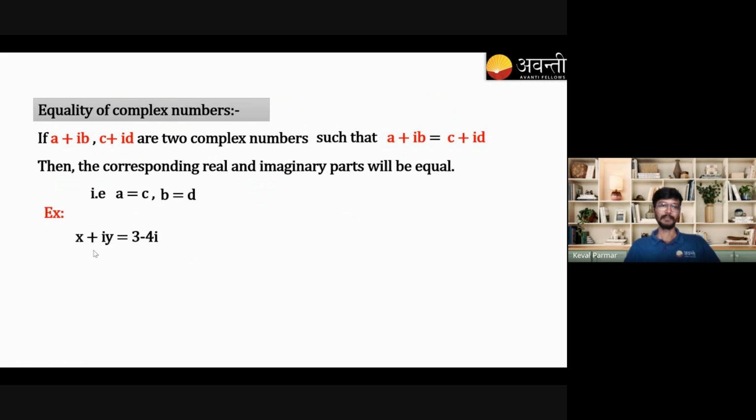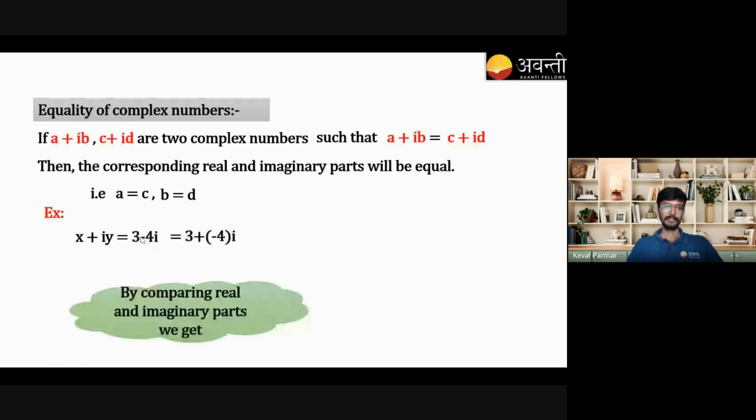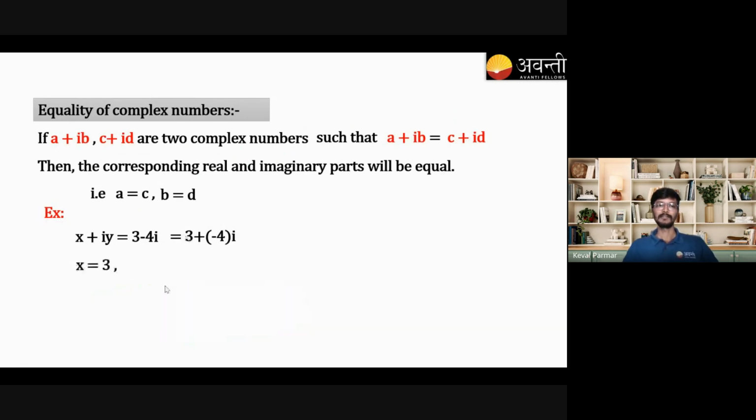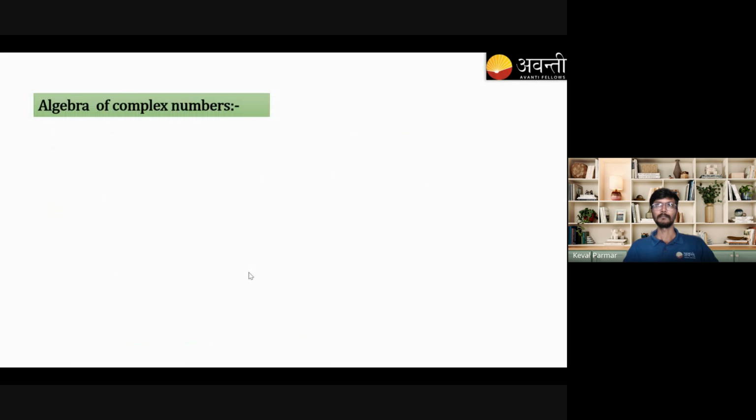Next, let's say an example: if x plus iy equals 3 minus 4i. So what does this mean, guys? This means x equals 3 and y equals minus 4. Correct? So, same thing by comparing real and imaginary parts: x equals 3, y equals minus 4. Very simple. Let's see the next one.